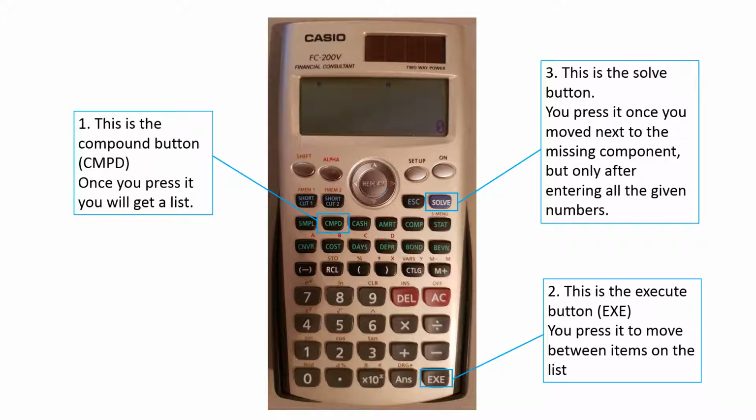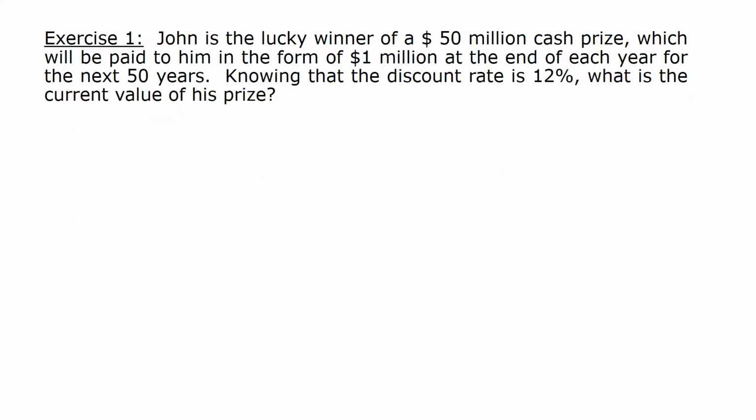So here is exercise 1 once again. We have a payment of 1 million, number of time periods of 50, interest rate of 12%, and we are trying to find the present value of an ordinary annuity.